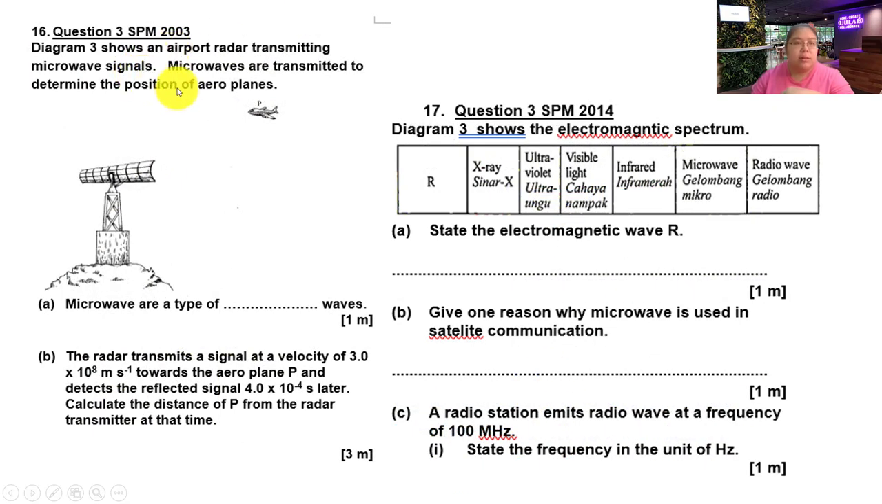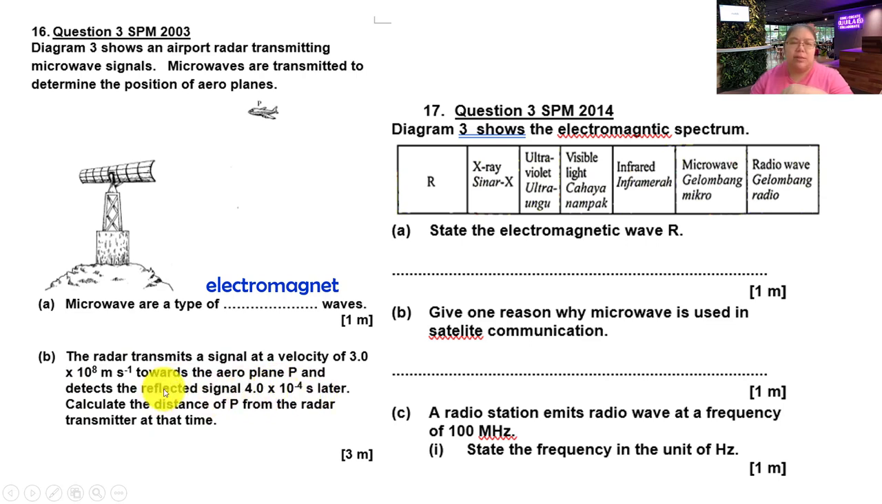Question 16. Again, it's about waves, but this one is related to microwaves. The microwave is an EM wave. So this is a microwave transmitted to determine the position of the aeroplane. So microwave is what kind of wave? Microwave actually is transverse. You can say it's an electromagnetic wave. Now we're going to see the radar transmitter. Velocity is 3 times 10 to the power of 8 towards the aeroplane P, and it detects the refracted signal 4 times 10 to the power of negative 4 seconds later.